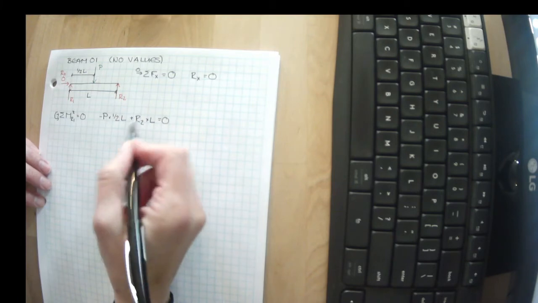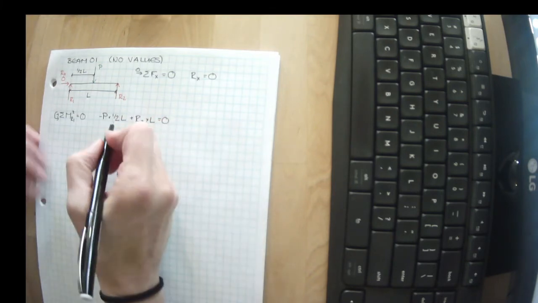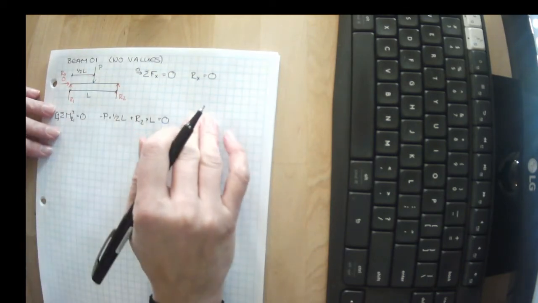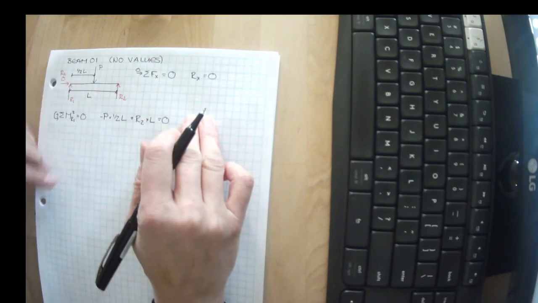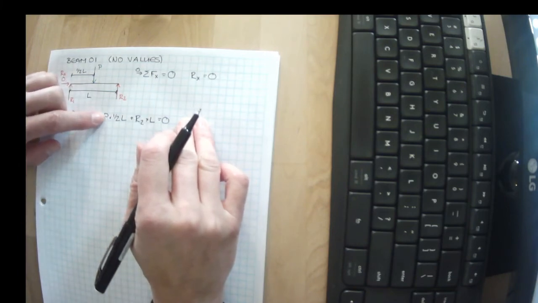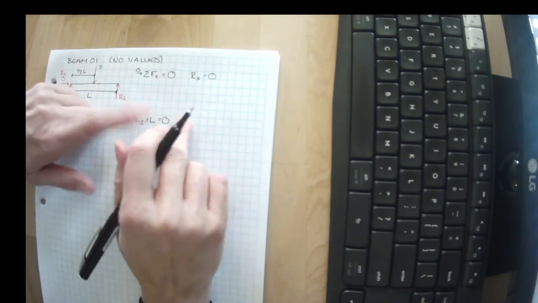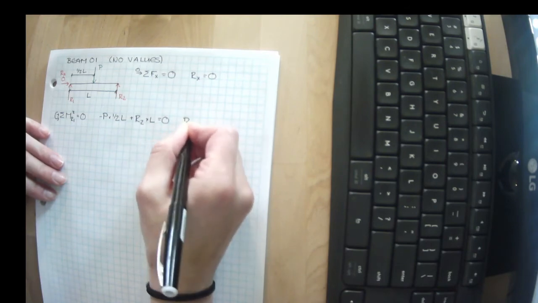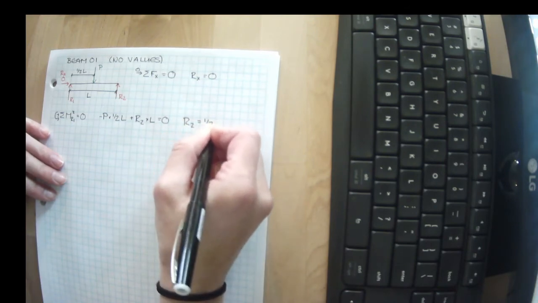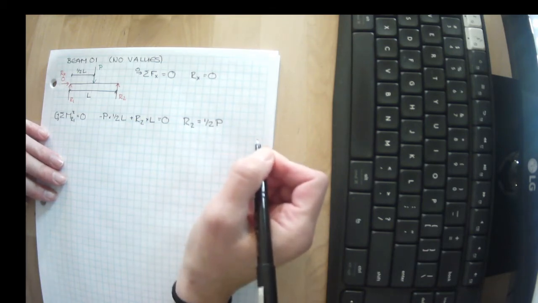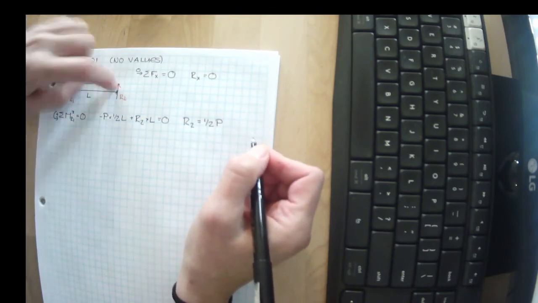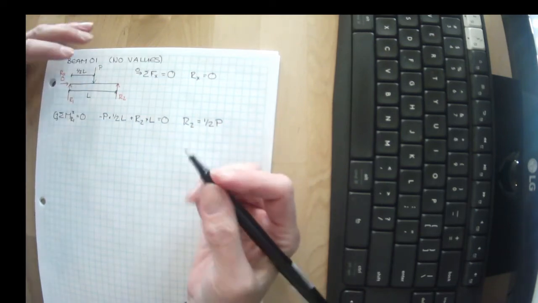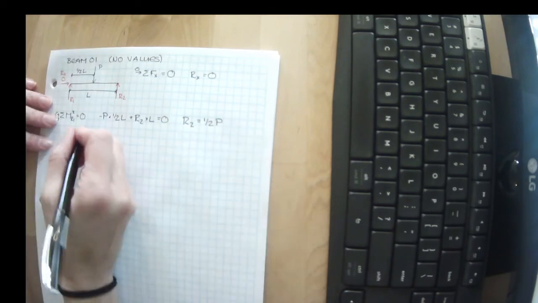We want to know what this is in terms of R2. So let's rearrange this. We've got minus 1/2 PL. We can bring it over to the other side. R2L equals positive 1/2 PL. Well, we've got L on both sides. Let's divide L through. We end up with R2 equals 1/2 P. We thought that half of the load should go to each side. We see that that actually is the case, or at least we're assuming it's the case for R1, but R2 equals 1/2 P.